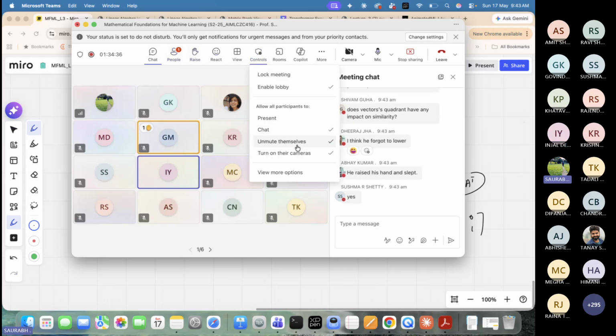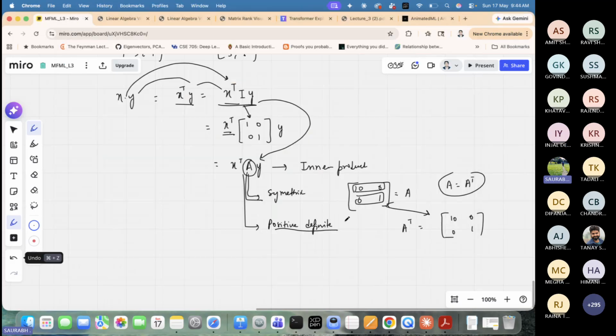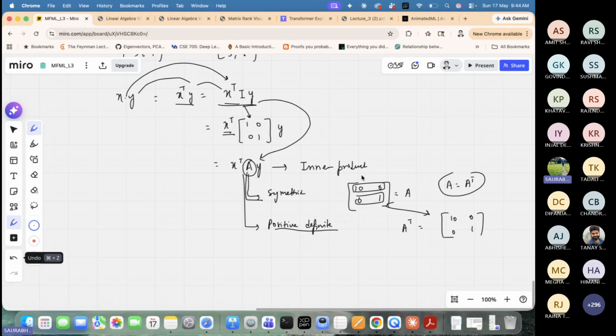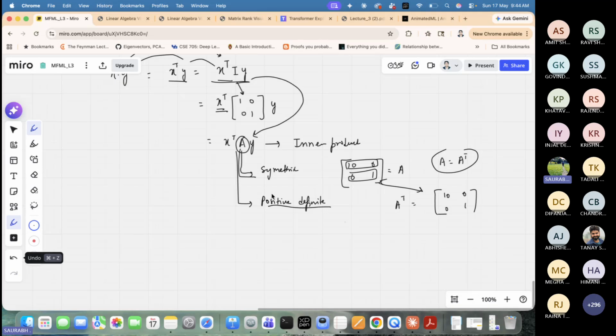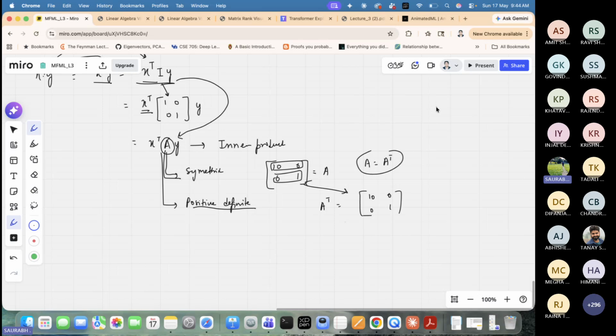Okay. Thanks. Then let's get into this. See, these positive definite matrices are more important in the entire machine learning. You will see the concept of convex spaces. Someone just discussed gradient descent.